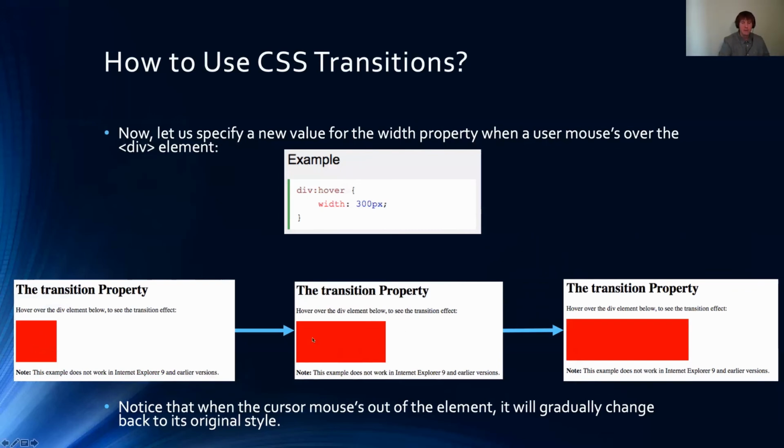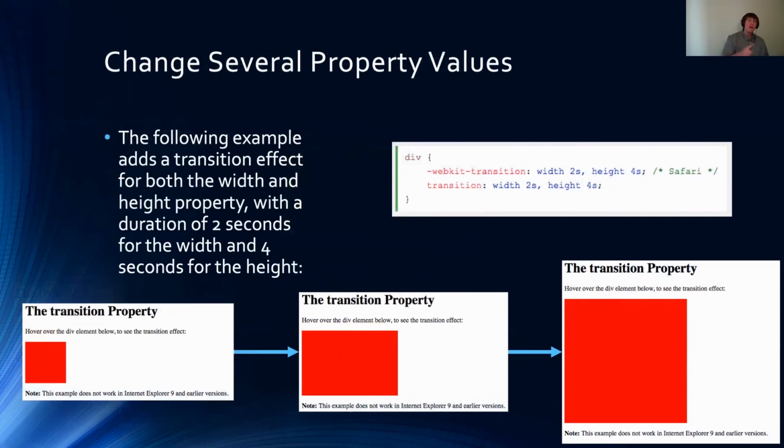Here's my square. Here's 150 pixels. Here's 300 pixels. Now, one bad thing about transitions is they don't work across all browsers. You'll see that note down here. This example does not work in Internet Explorer 9 and earlier versions. Now, that may have updated, but the bad thing with transitions is you're going to want to make sure the user is using the correct browser. Now, we can change several property values, and we'll talk about that in the next video.